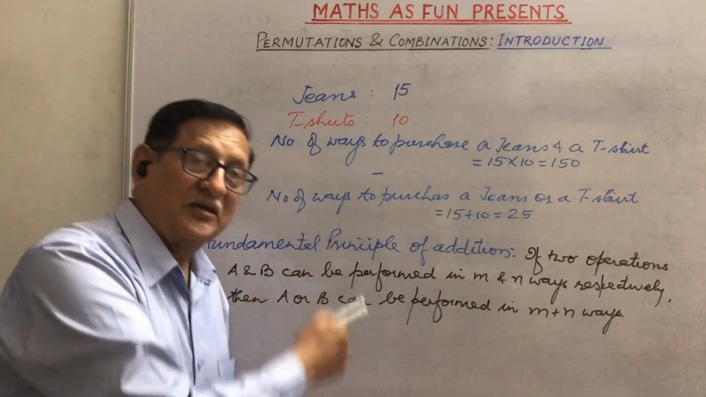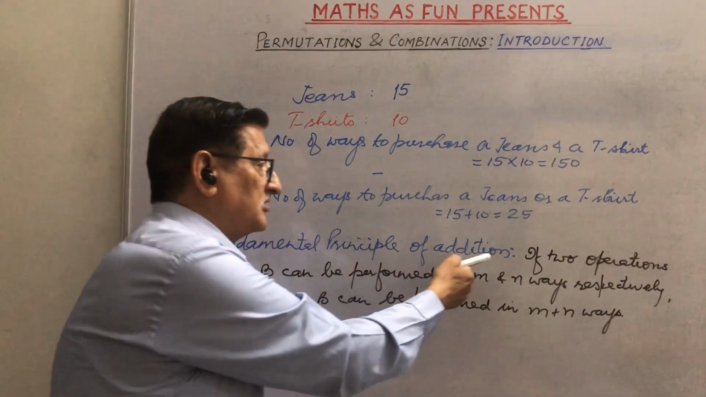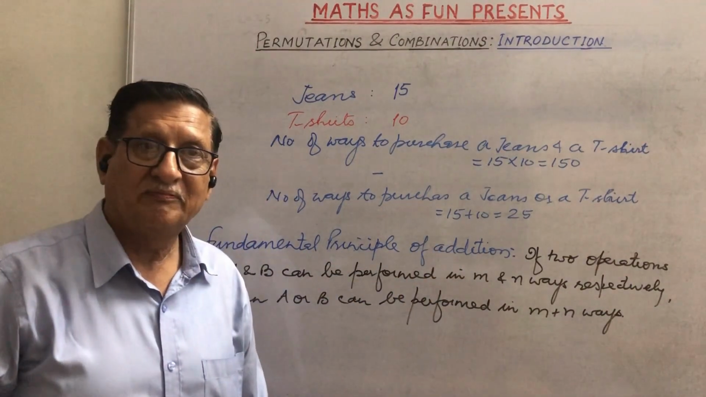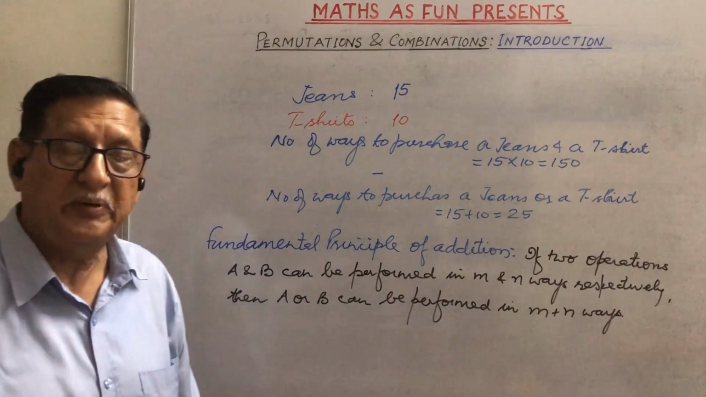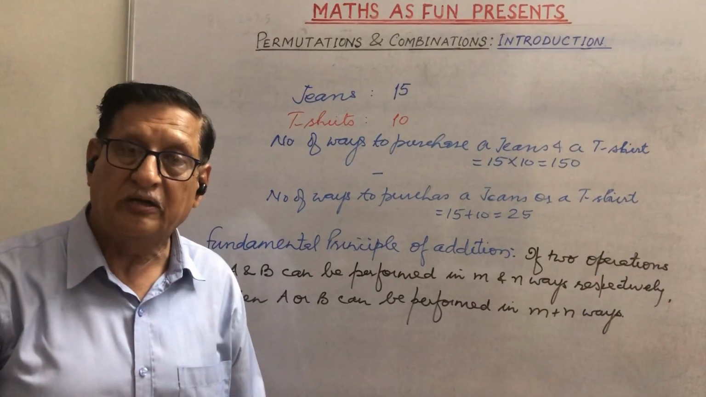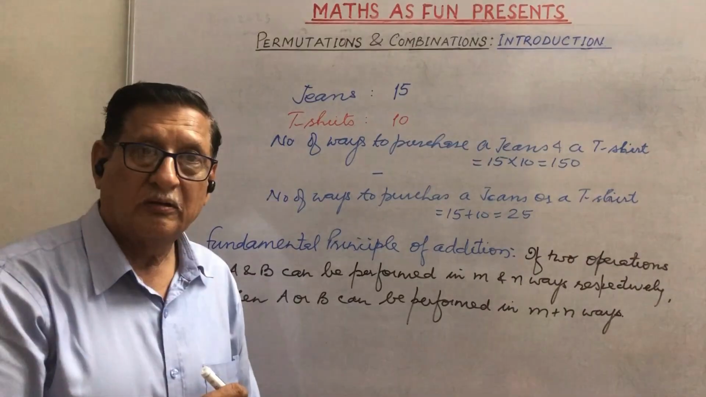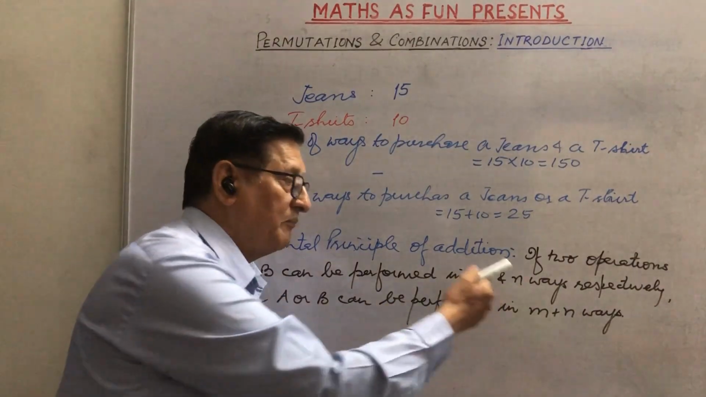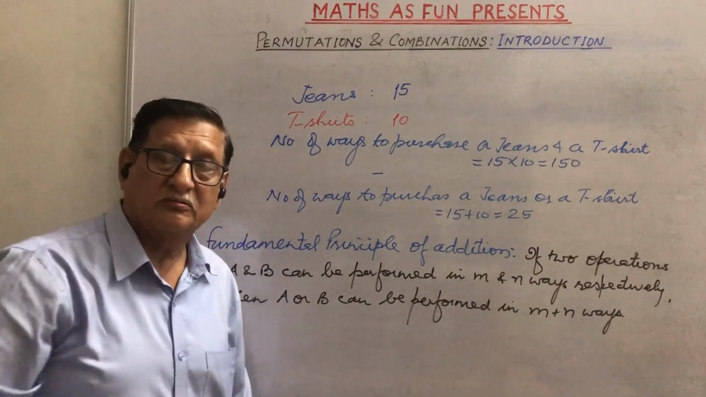And that's what gives the introduction to the fundamental principle of addition. We can say it like this: if two operations A and B can be performed in m and n ways respectively, then either A or B can be performed in m plus n ways. We can also generalize both.